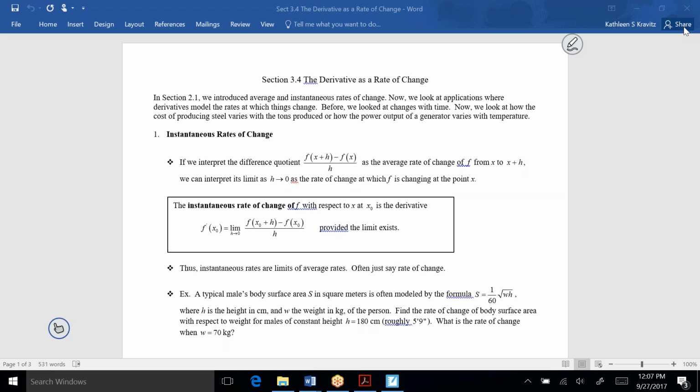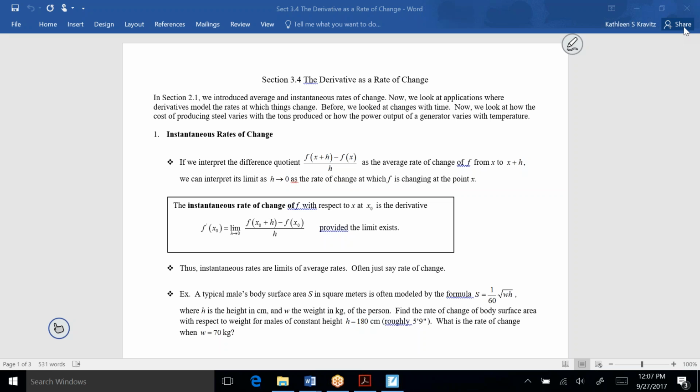So we've talked about this already. We've talked about this instantaneous rate of change. This is our definition of our derivative. So if we're talking about a specific time or a specific point x sub 0, we're looking at f prime of x sub 0. And that's going to be the limit as h approaches 0 of that difference quotient. So thus, instantaneous rates are limits of average rates. So this was our average rate of change, this one here. And if we're talking about instantaneous rate, we're just taking a limit of that function.